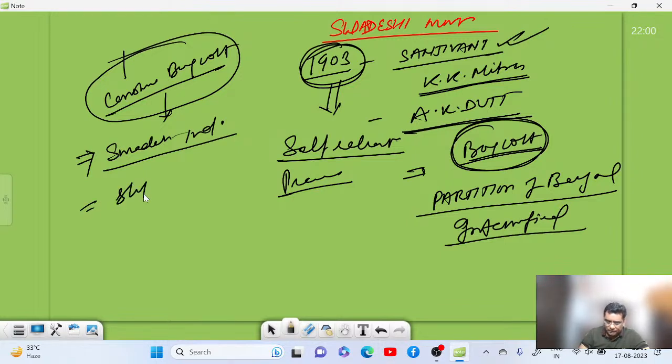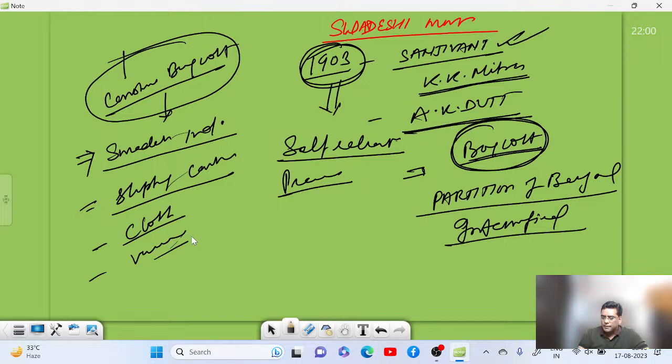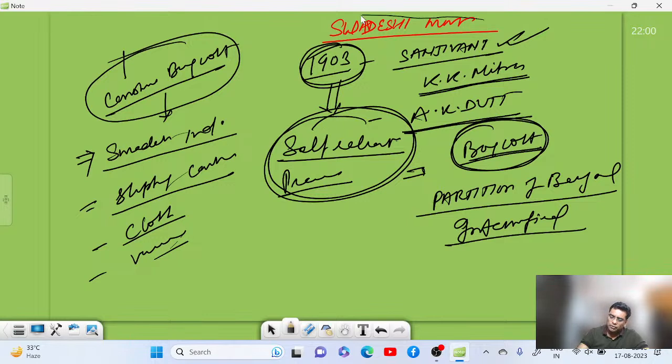Swadeshi Shipping Company, Swadeshi cloth, boycott of English in favour of the vernacular language, all of it was taken up by Indians. Sumit Sarkar called it the self-reliant Swadeshi movement.